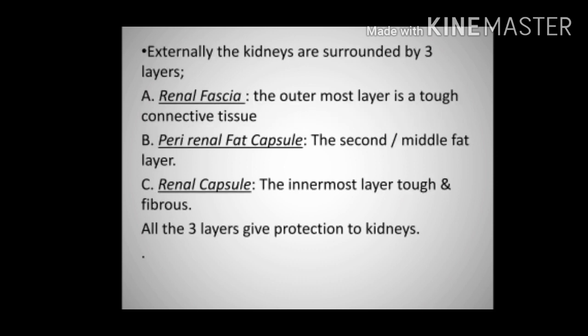Externally the kidneys are surrounded by three layers: renal fascia, perirenal fat capsule and renal capsule. The renal fascia is the outermost layer. It is tough and made up of connective tissue. Perirenal fat capsule is the second or middle layer, which is made up of fat. The renal capsule is the innermost layer. It is tough and fibrous. All these three layers give protection to kidneys.